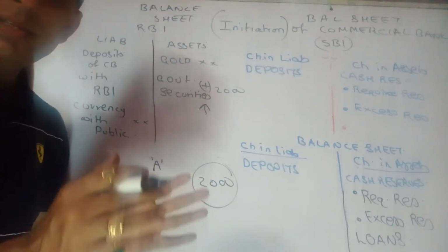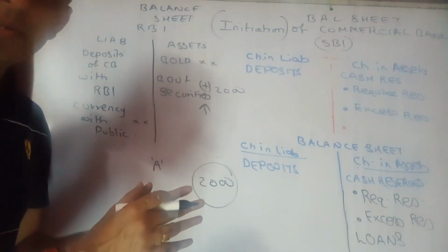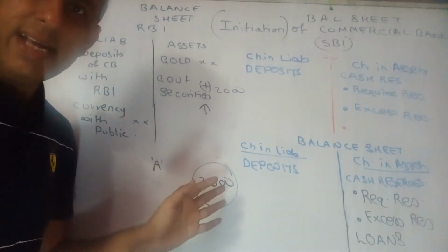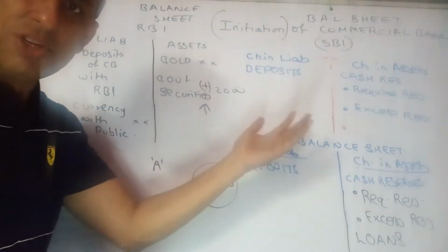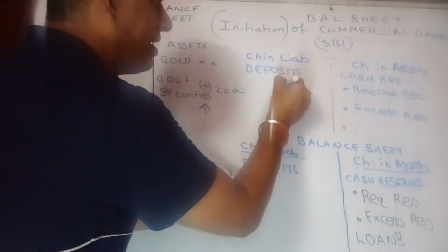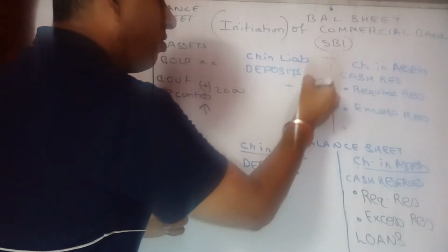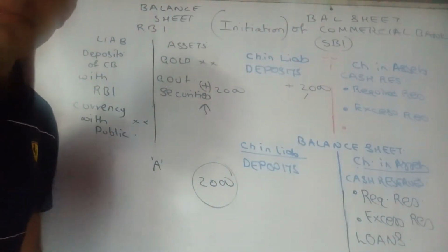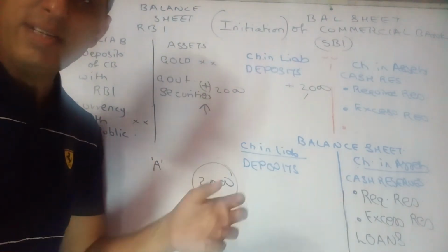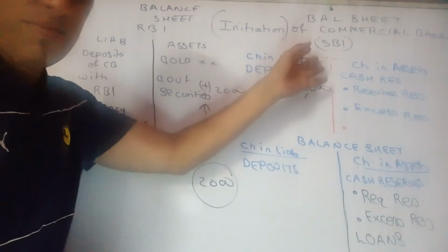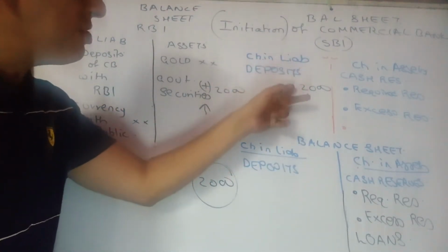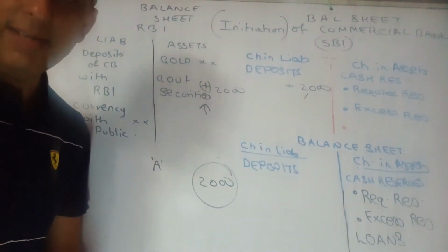So what will happen? A, the individual or the entity, will deposit the check in its commercial bank, wherein it will increase the liability of that commercial bank by rupees 2000. Because naturally, if I receive a check from RBI, I'll get it honored by depositing it in my commercial bank, right? My commercial bank will collect the check and the liability of my commercial bank will increase by rupees 2000. Clear?